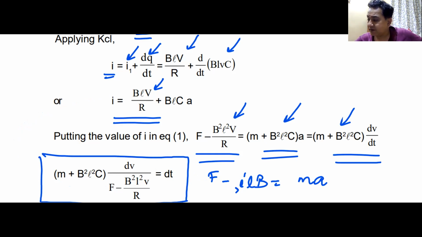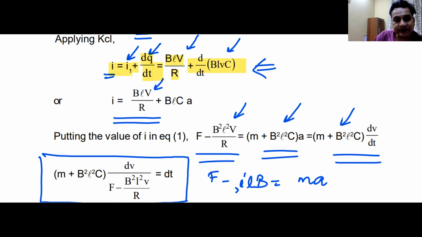The main thing of this question is to get the value of I. And how do you get the value of I? You add the current in both the branches, I1 and dq by dt. I1 into R is BVL, and BVL is again equal to Q by C, so I2 is dq by dt. That is the main point of this question.